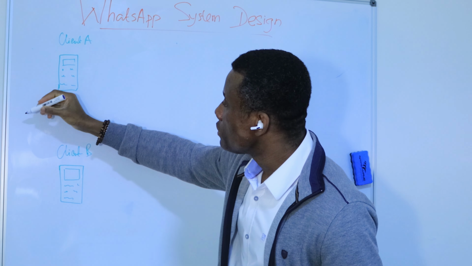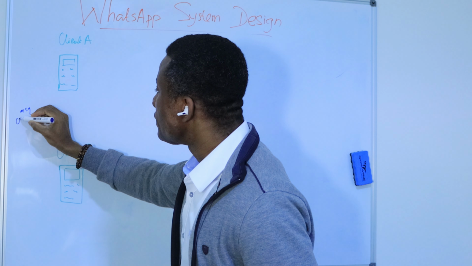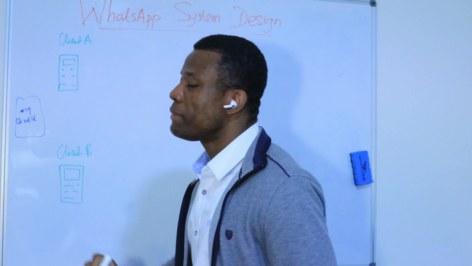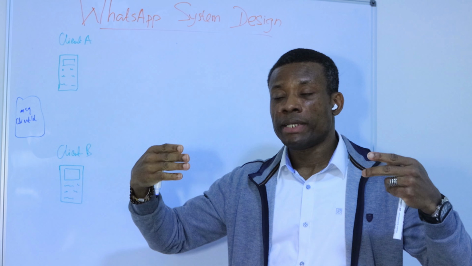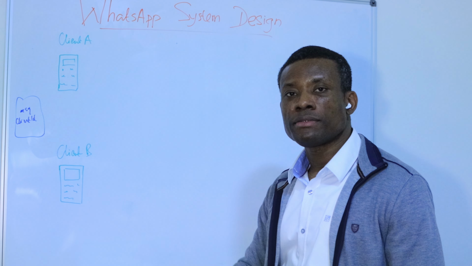So maybe I'm going to just write it here, MSG and client ID. Hope you can see it. So this is a message: the content of the message, and also the client that sent it. So this guy wants to send it to this guy.